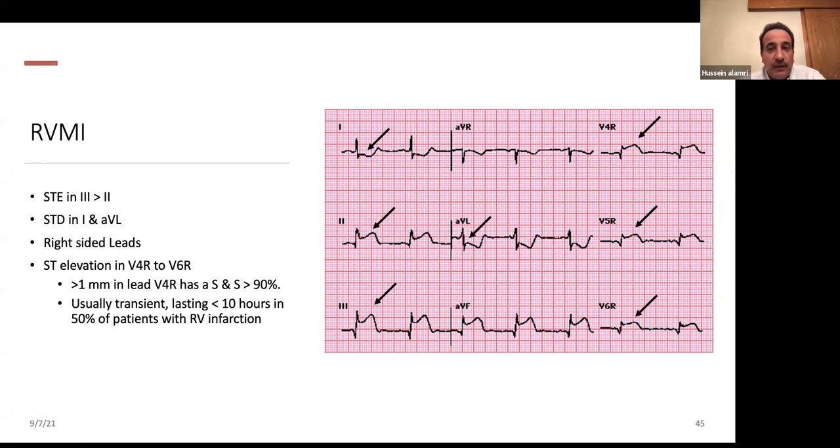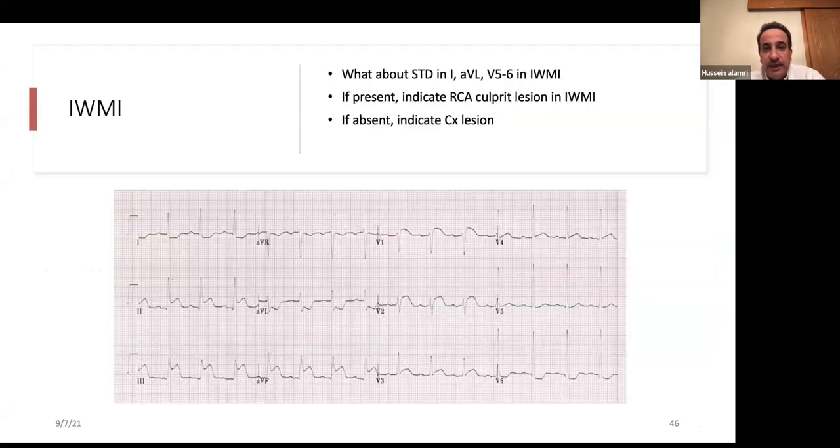However, you have to remember that these ECG changes are transient, and they disappear within 10 hours in 50% of patients. So when there's a late presentation, you may not see it.